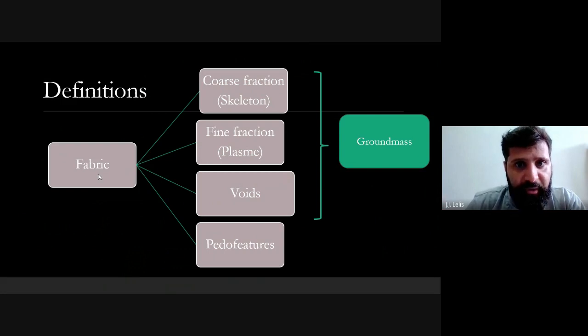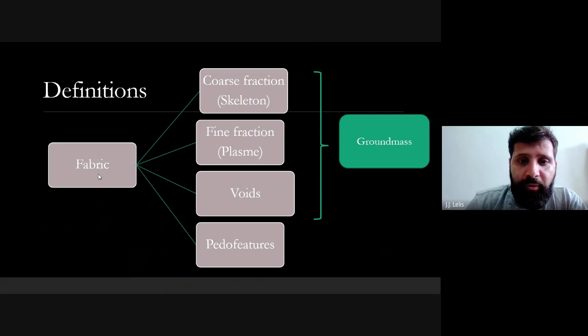The first one is the coarse fraction, which in the past we called skeleton. The coarse fraction is essentially composed of the bodies that you can easily see in a microscope. In general, we call the coarse fraction sand, gravels, and even silt. But in micromorphology, we usually call them coarse fraction, that material that we can easily see in a microscope.